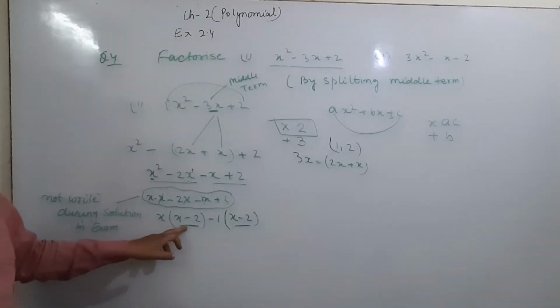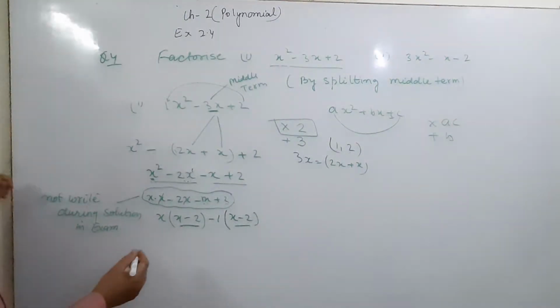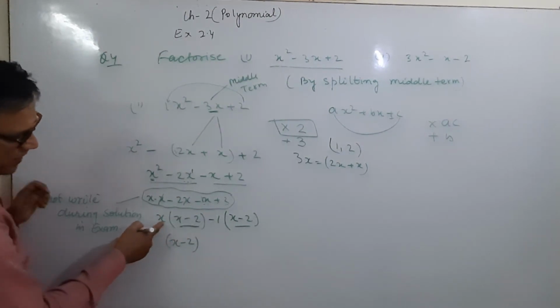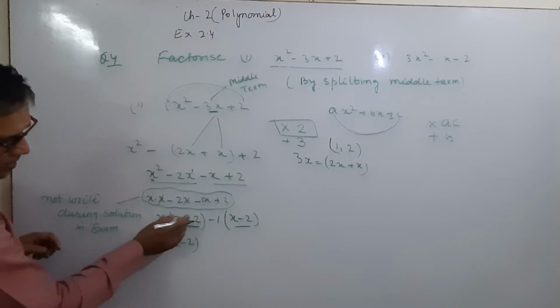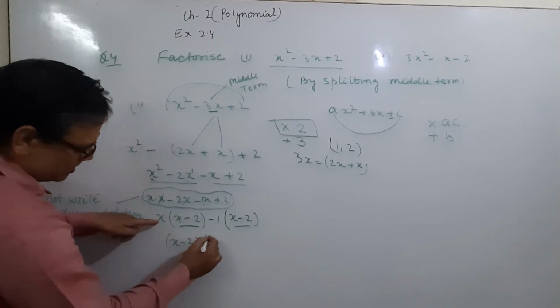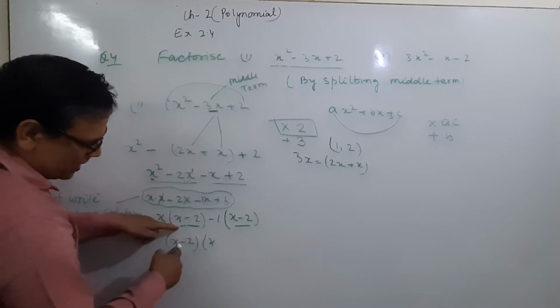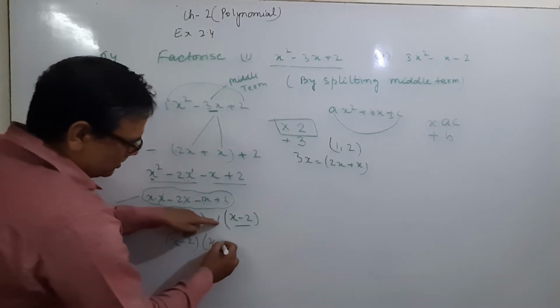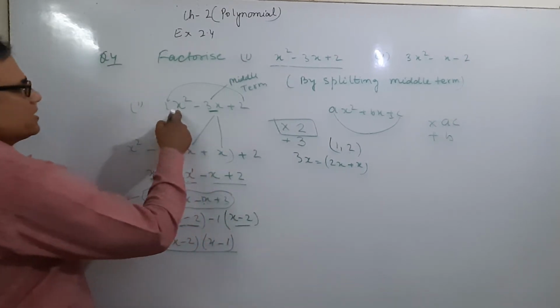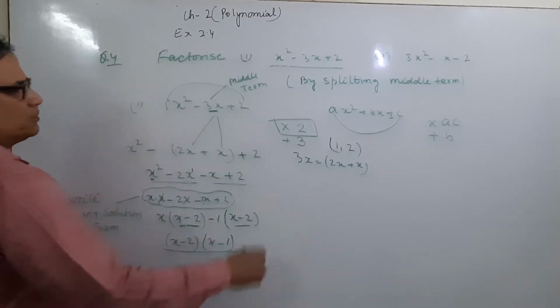What is this? x minus 2 is common. If this is common, then what is left here? If we take it outside and remove it, what is left now? x. And this is common, take it outside, and what is left? Minus 1, so x minus 1. These are the factors of x square minus 3x plus 2.